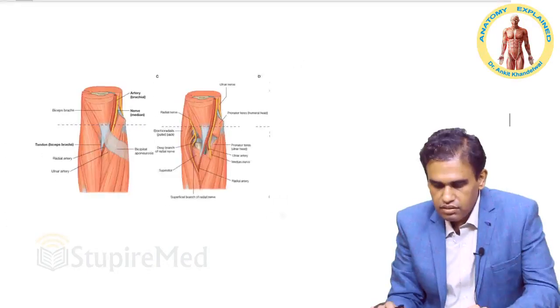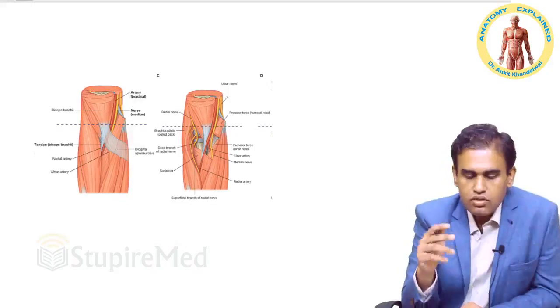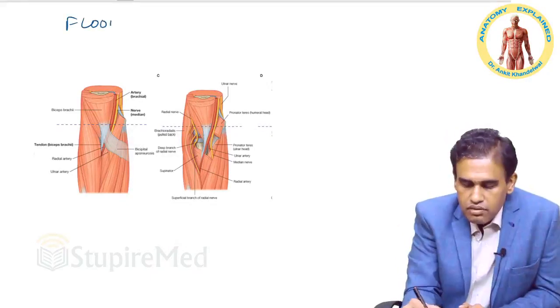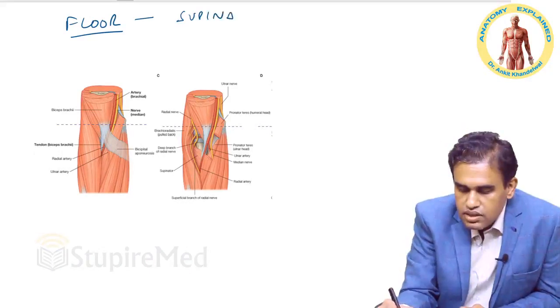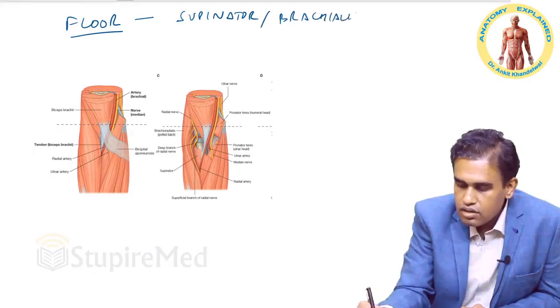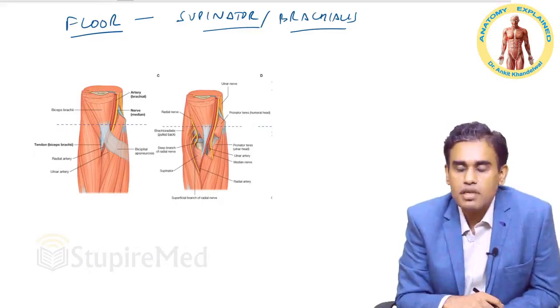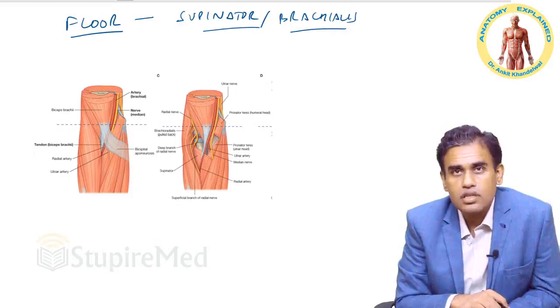the next figure is showing you the other parts of cubital fossa. What will be the other parts? I discussed the roof. Then what about the floor? Where is this cubital fossa lying? The floor is basically formed by two muscles. Kindly remember their names: supinator and your brachialis. Supinator and brachialis. These two muscles form the floor of the cubital fossa.